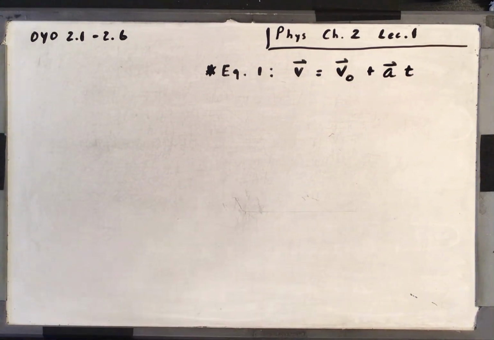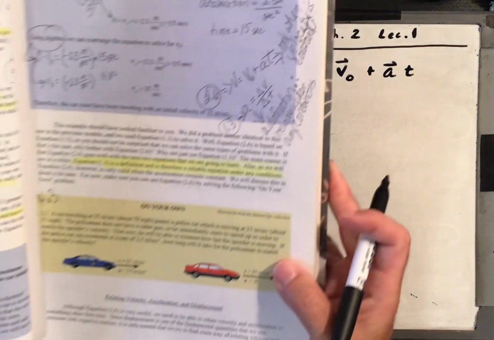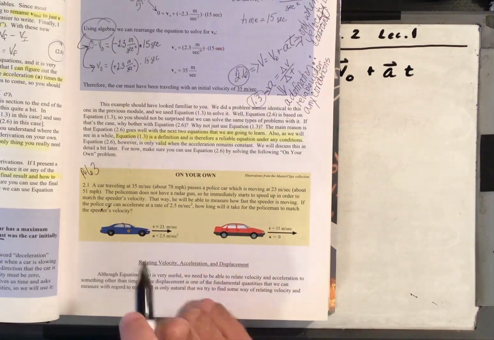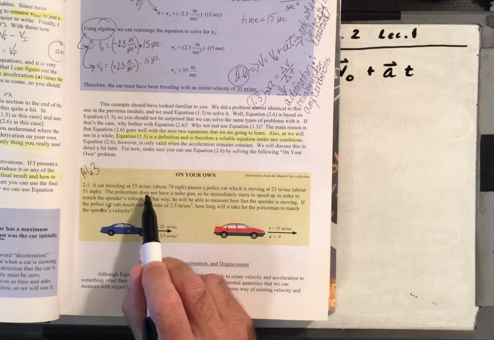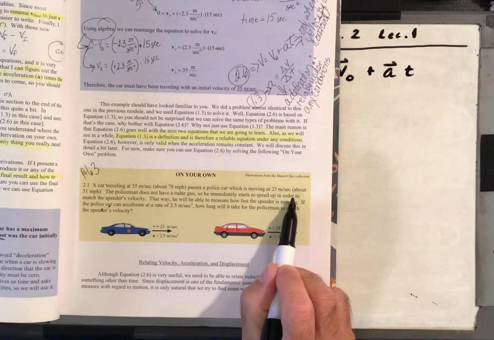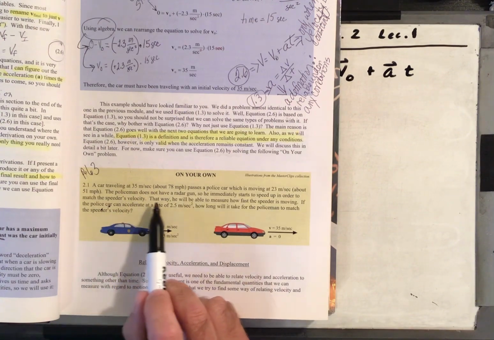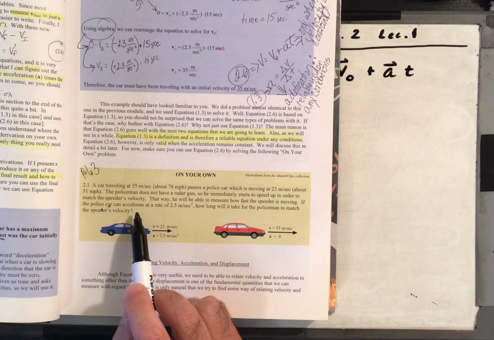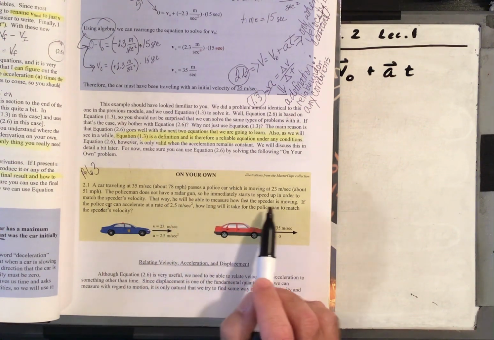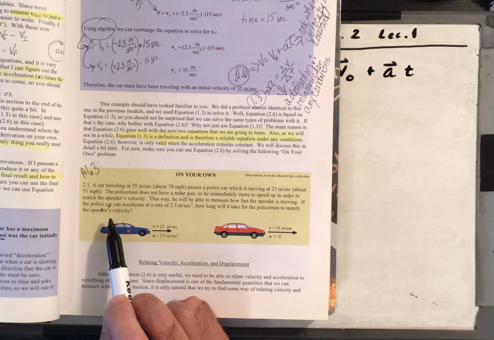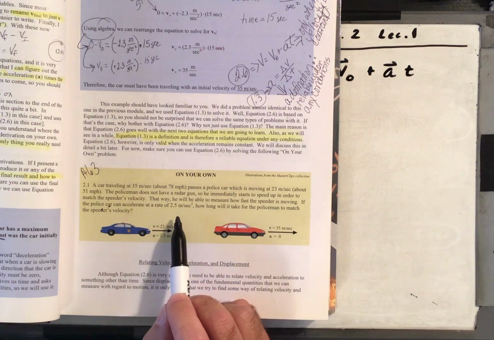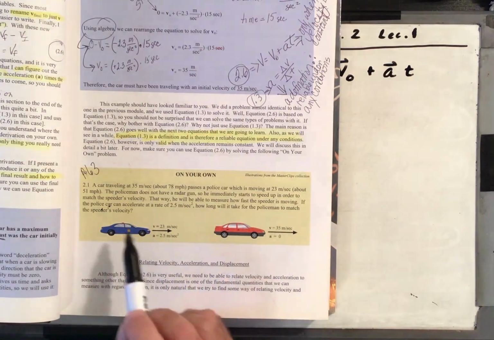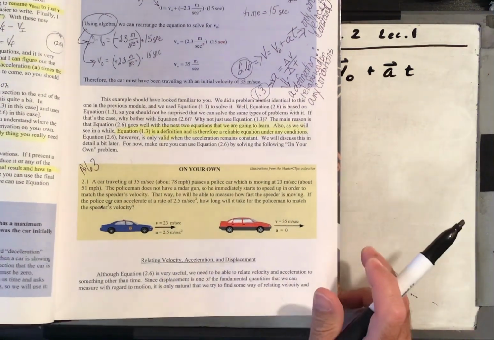So let's look at problem 2.1 on page 39. It says a car traveling at 35 meters a second passes a police car which is moving at 23 meters a second. The policeman doesn't have a radar gun, so he immediately starts to speed up in order to match the speeder's velocity. That way he'll be able to measure how fast the speeder is moving. If the police car can accelerate at a rate of 2.5 meters per second squared, how long will it take for the policeman to match the speeder's velocity?